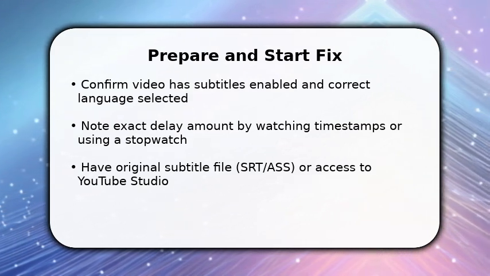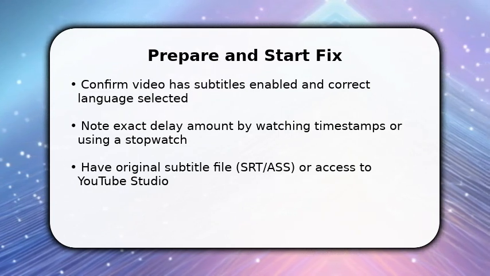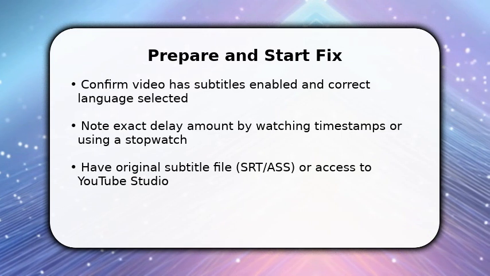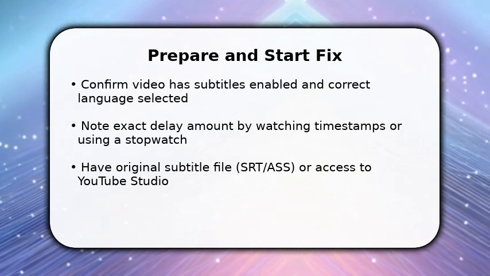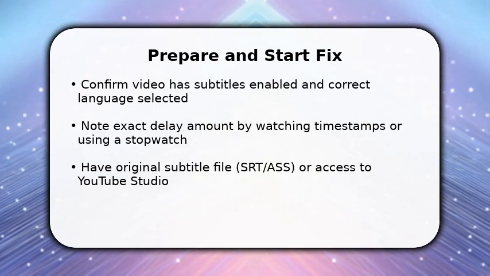Once done, locate the SRT or the auto-generated captions in YouTube Studio. Having the file or access is essential. This step gets you from guessing to measuring and makes the next adjustments accurate rather than approximate.